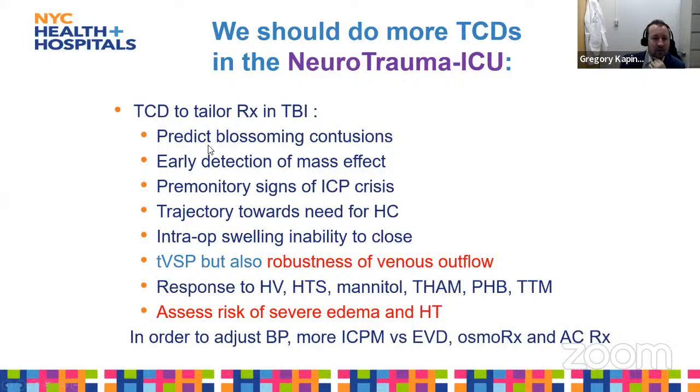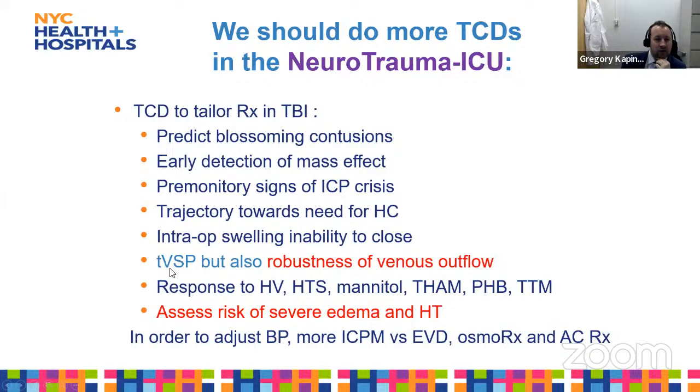neurotrauma. I think it can predict blossoming contusions, early detection of mass effect, premonitory signs of ICP crisis. The trajectory could be followed, and I would say probably we can use that to decipher which patients need to go to the OR for a hemicraniectomy. Intraoperatively, maybe you can use TCDs to look at the swelling, and sometimes you have inability to close because of the severe swelling upon the decompression of those brains.